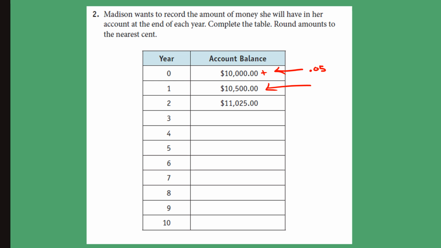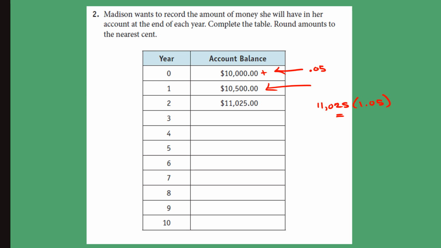Another way to do it is to take the current amount and multiply it by 1.05, because what the 1 is going to do is give us the 11,025 that we already had, and then the 0.05 is going to give us the interest. So this is doing the multiplying and adding all in one step.